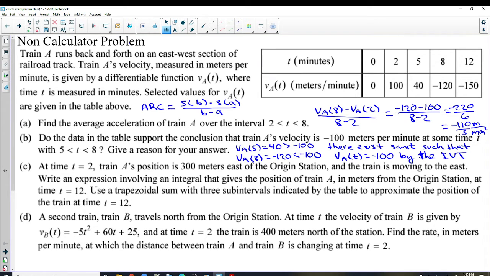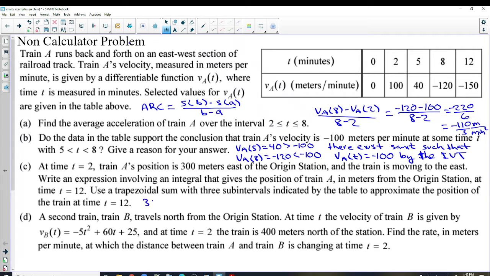At time t equals 2, train A's position is 300 meters east of the origin station, and the train is moving to the east. Write an expression involving an integral that gives the position of train A in meters from the origin station at time t equals 12. Then use a trapezoidal sum with 3 subintervals indicated by the table to approximate the position of the train at time t equals 12. All right, that's a mouthful.